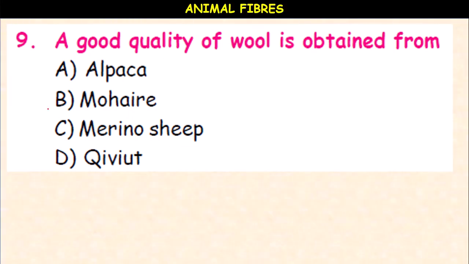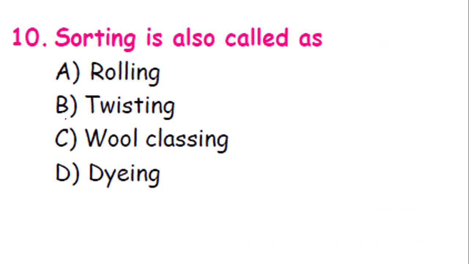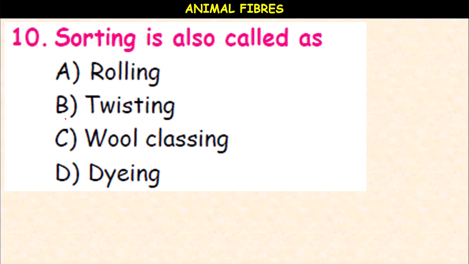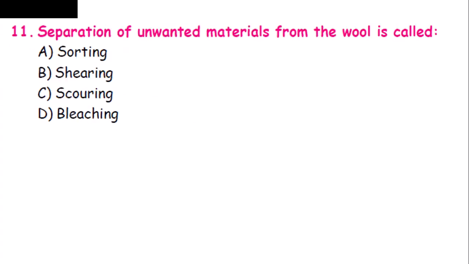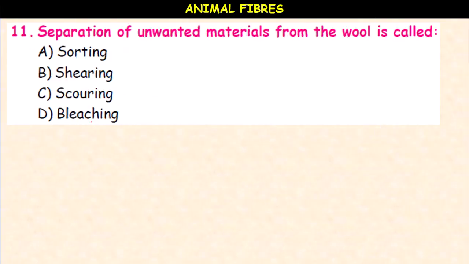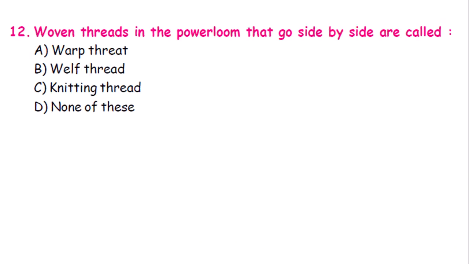A good quality of wool is obtained from alpaca, mohair, merino sheep, qiviut. Merino sheep, it is famous for a good quality of wool. Sorting is also called as rolling, twisting, wool classing, dyeing. Sorting is nothing but wool classing. Separation of unwanted materials from the wool is called sorting, shearing, scouring, bleaching. Sorting. Okay, it is the process of separation of unwanted materials from the wool.